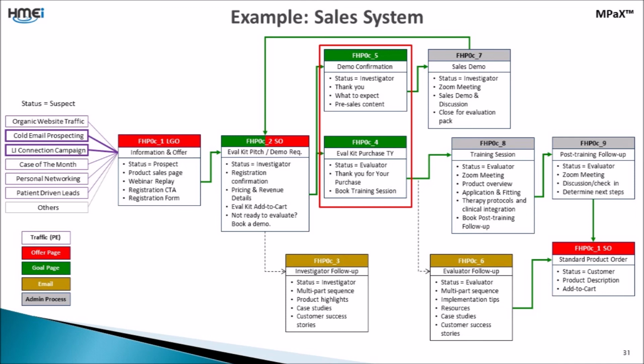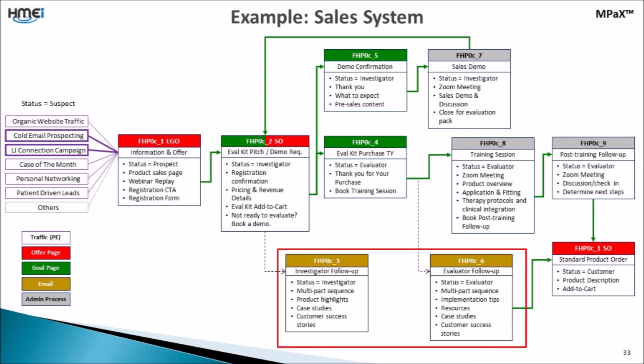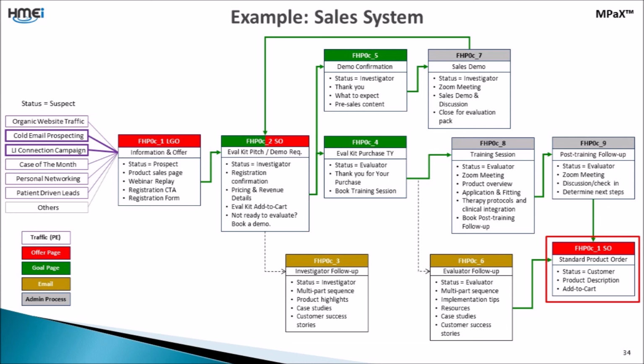From there, they can purchase an evaluation kit or book a demo. If they purchase the kit, they become an evaluator. The gray boxes represent inside sales activities, which include sales demos and customer training. We also have two specific email sequences that are used for follow-up with unconverted investigators and unconverted evaluators. Finally, evaluators are converted to customers when they place their first order for the standard product.